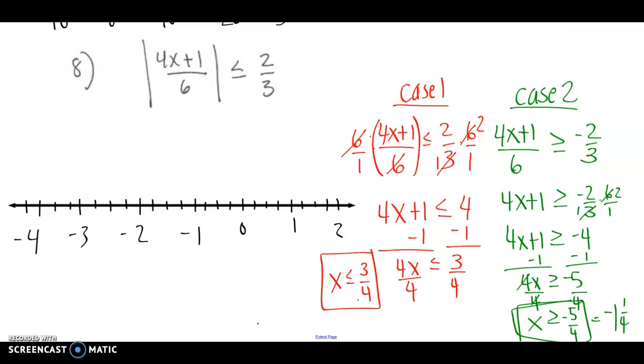All right, so then x is less than or equal to positive 3/4. So I have 1/4, 2/4, 3/4. Less than or equal to means I'm going to have a square bracket. And then negative 1 1/4 is here. And that is going to be greater than or equal to negative 1 1/4 or negative 5/4. So it's all these values in between here that are solutions to the original absolute value inequality. You can try to pick numbers and put it in for x, and you'll see that anything in this region will make it true. Anything outside of the region should make it false.